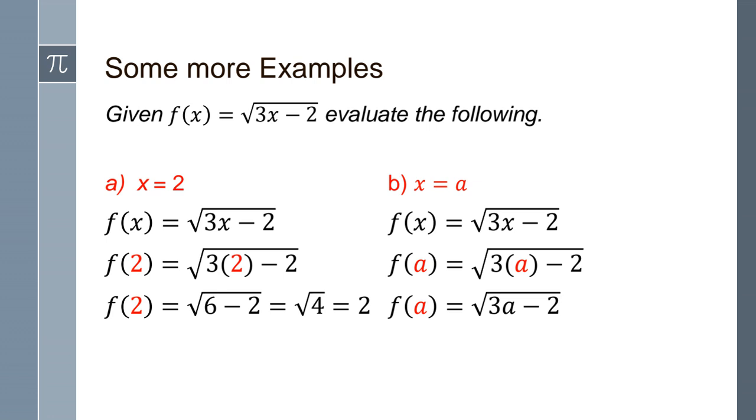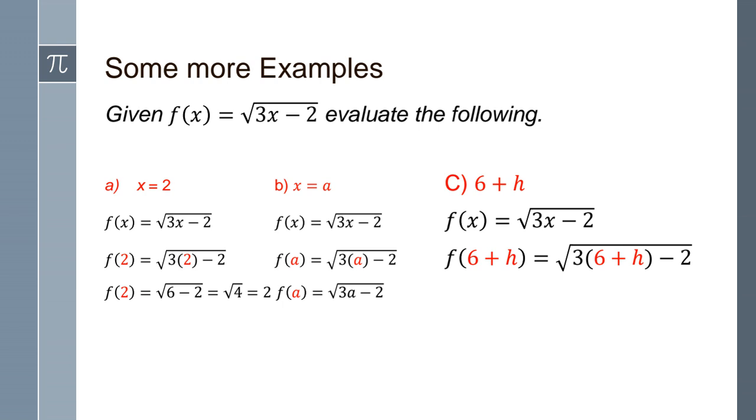Okay, let's go ahead and do C. So C is much better, right? I think it's more fun, right? So for x, it's not just a number. I have an expression. The expression that I want to put in for x is 6 plus h. Everywhere I see x, I'm going to put 6 plus h. Now it becomes a distribution process, right? I need to distribute this 3 to the 6 and to the h in order for me to simplify.